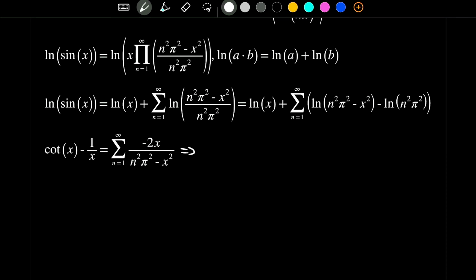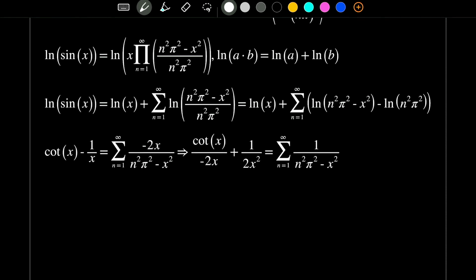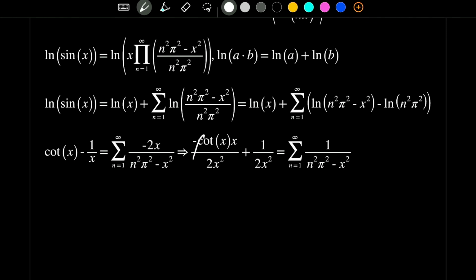And of course, now we're going to divide by minus 2x, which is going to give us, let's see, cotangent of x divided by minus 2x plus 1 over 2x squared is equal to the sum from n equals 1 up to infinity of 1 over n squared pi squared minus x squared. Now before we do anything, we're going to combine these two terms, which is going to give us, let's see, we multiply by minus x, which is going to give us 2x squared minus x. Let's just combine all of it.